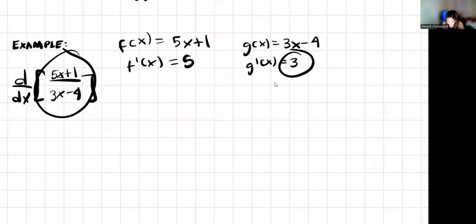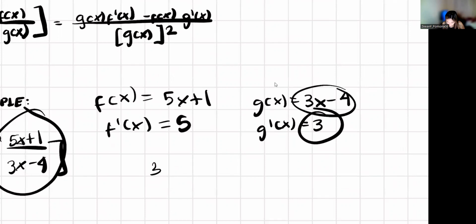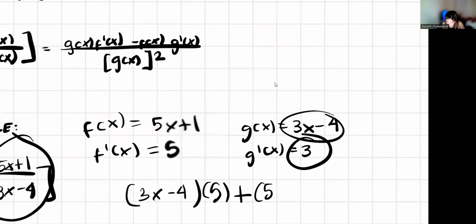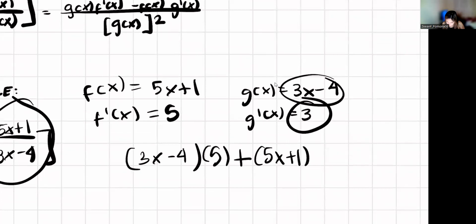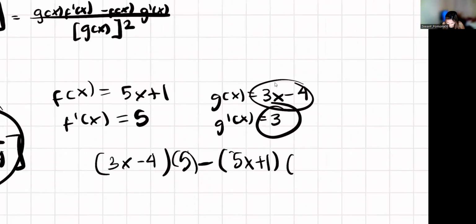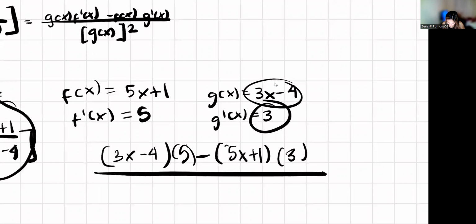Perfect. Now we will plug it into the formula. So what is g of x? Well, 3x minus 4 times, well, what is f prime of x? 5, minus f of x, which would be 5x plus 1. Well, this is not plus, it would be minus. Sorry, folks. Minus, where was I? Oh, g prime. So 3, and then 3x minus 4 squared.